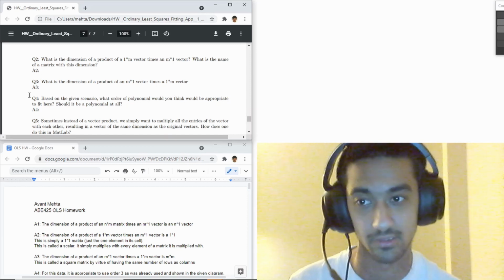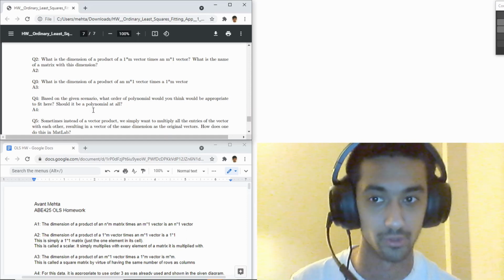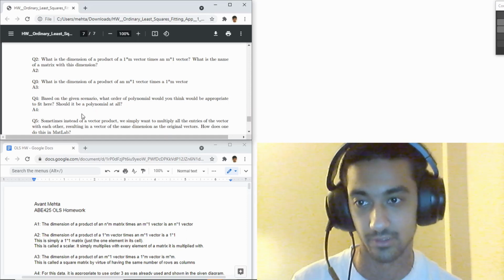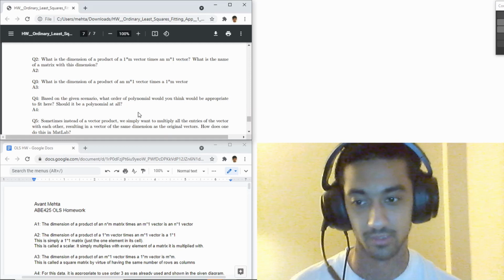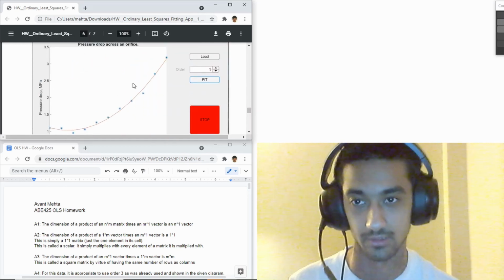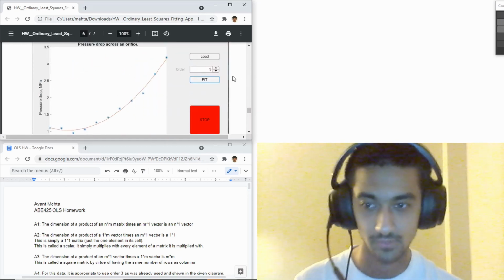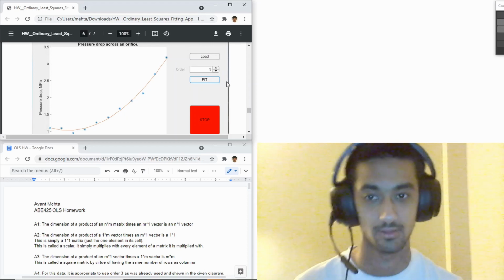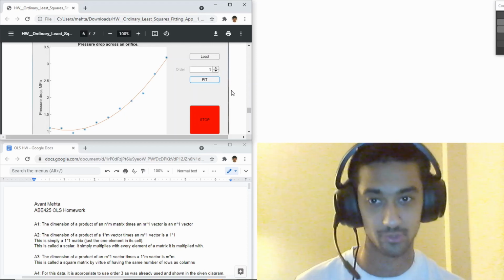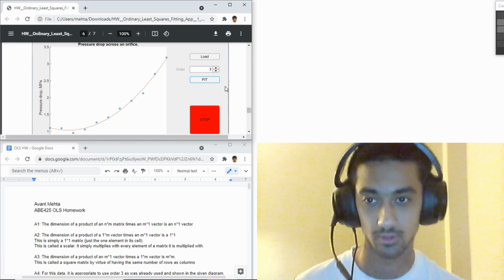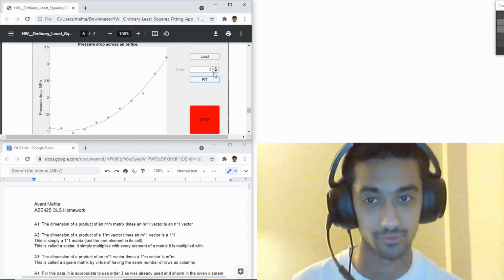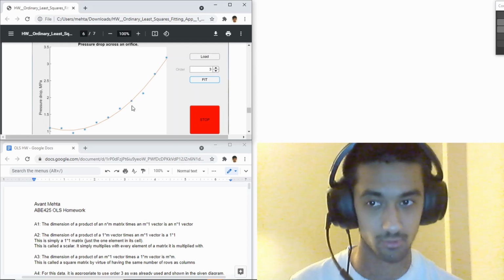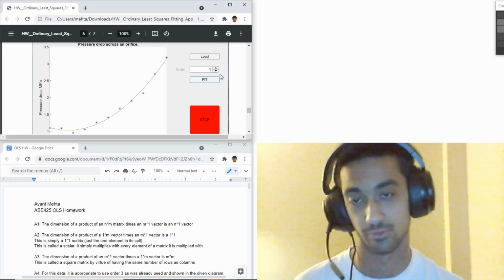Question 4, based on the given scenario, what order of polynomial would you think would be appropriate to fit here? And should it be a polynomial at all? So that's for this data over here. And I think that the order should be 3. But first I want to note that in the notation that they use in this homework, in the question itself, when they refer to order 3, they're using a quadratic graph, but I refer to quadratic as order 2.